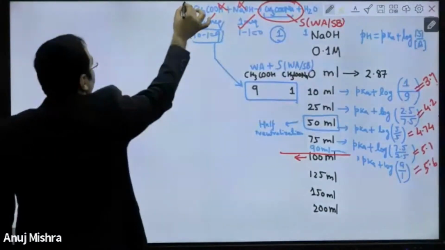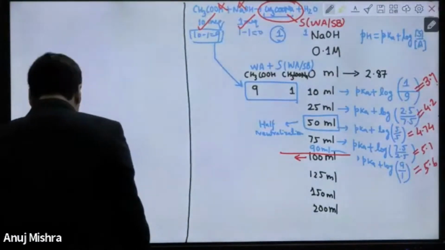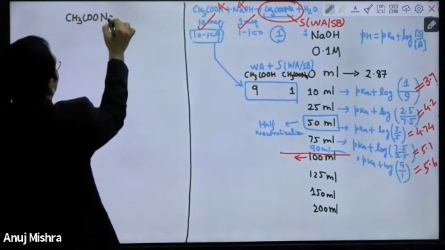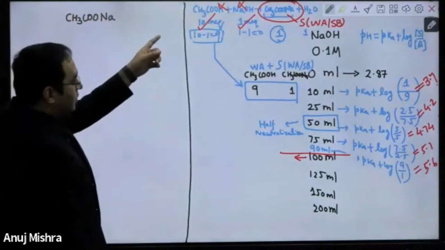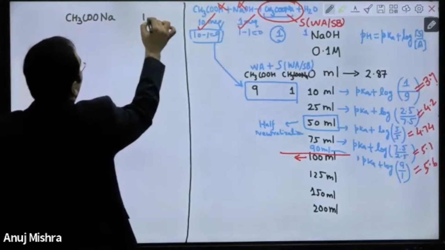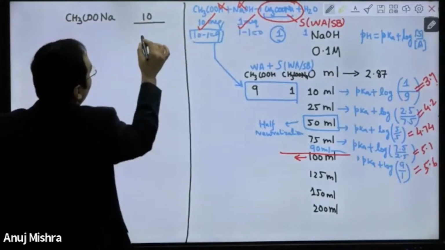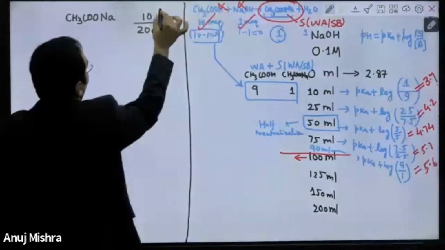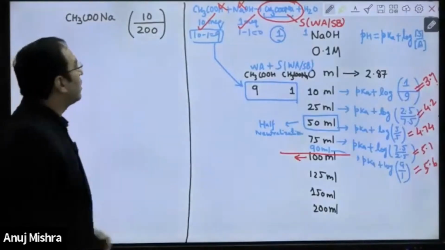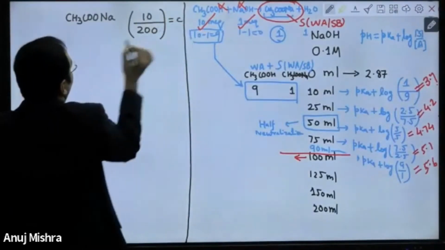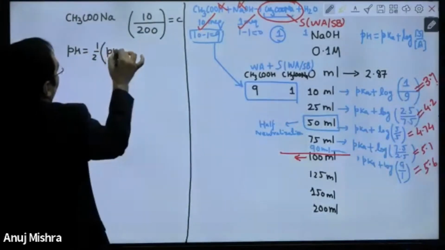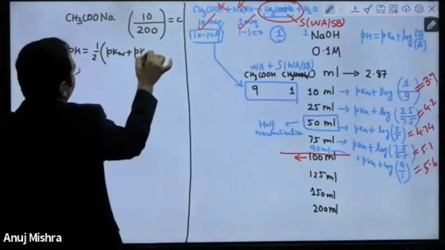So coming to the next set of questions, CH3COONa. CH3COONa concentration will be how much? You have 10 MEQs of this. You are reacting and forming 10 MEQs. Okay, but total volume is now 200 ml. Don't make this mistake first. You have to write this. How many have done this? Raise your hand. This is the value of concentration. Okay, so this is your C value. And the formula for this is pH equals half of pKw plus pK plus log C.